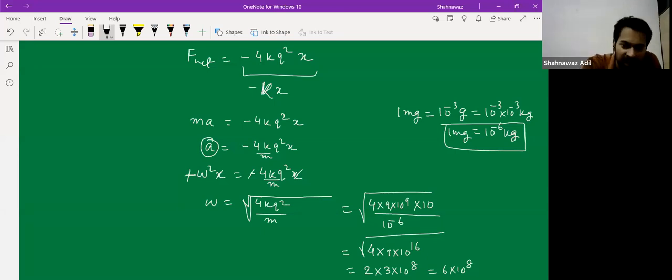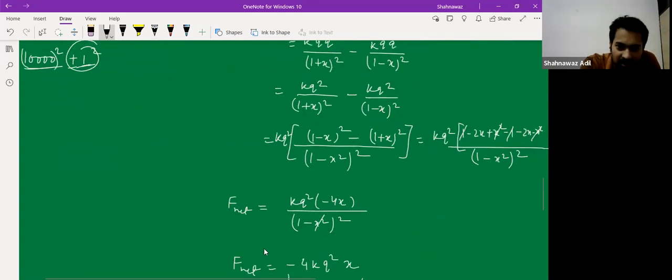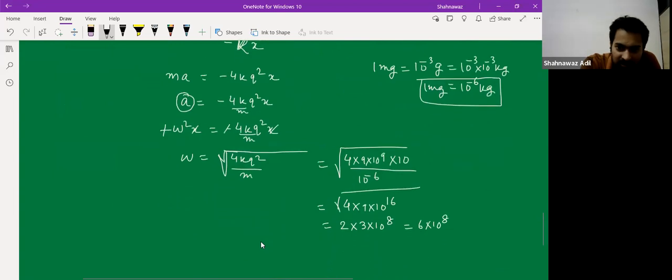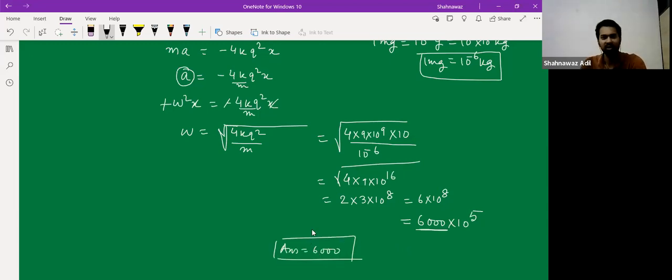And in the question, you can see that they have given the frequency of oscillation will be dash into 10 to the power 5. So this is 6,000 into 10 to the power 5. So dash is how much? Yes, so the answer is 6,000. Any doubt in this question, guys? So this is how Coulomb's law is combined with some mechanics.